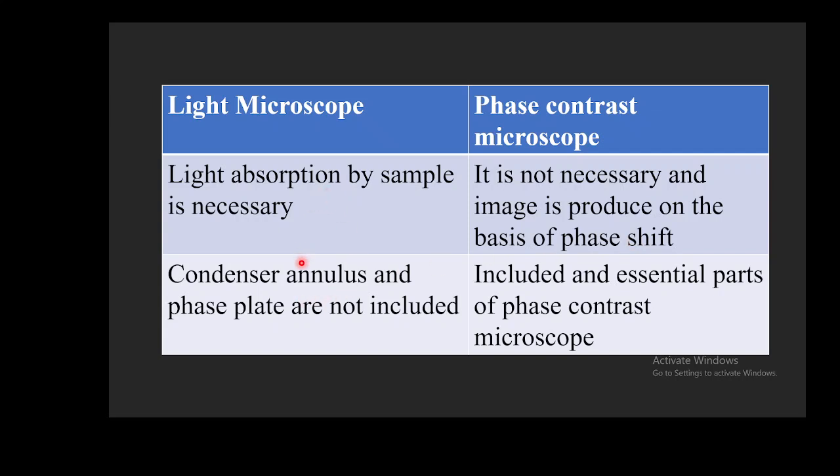In case of the light microscope, condenser annulus and the phase plates are not included in this microscope. In case of the phase contrast microscope, to create the phase shift, the condenser annulus and the phase plates are included. So this is the difference between the light microscope and the phase contrast microscope.